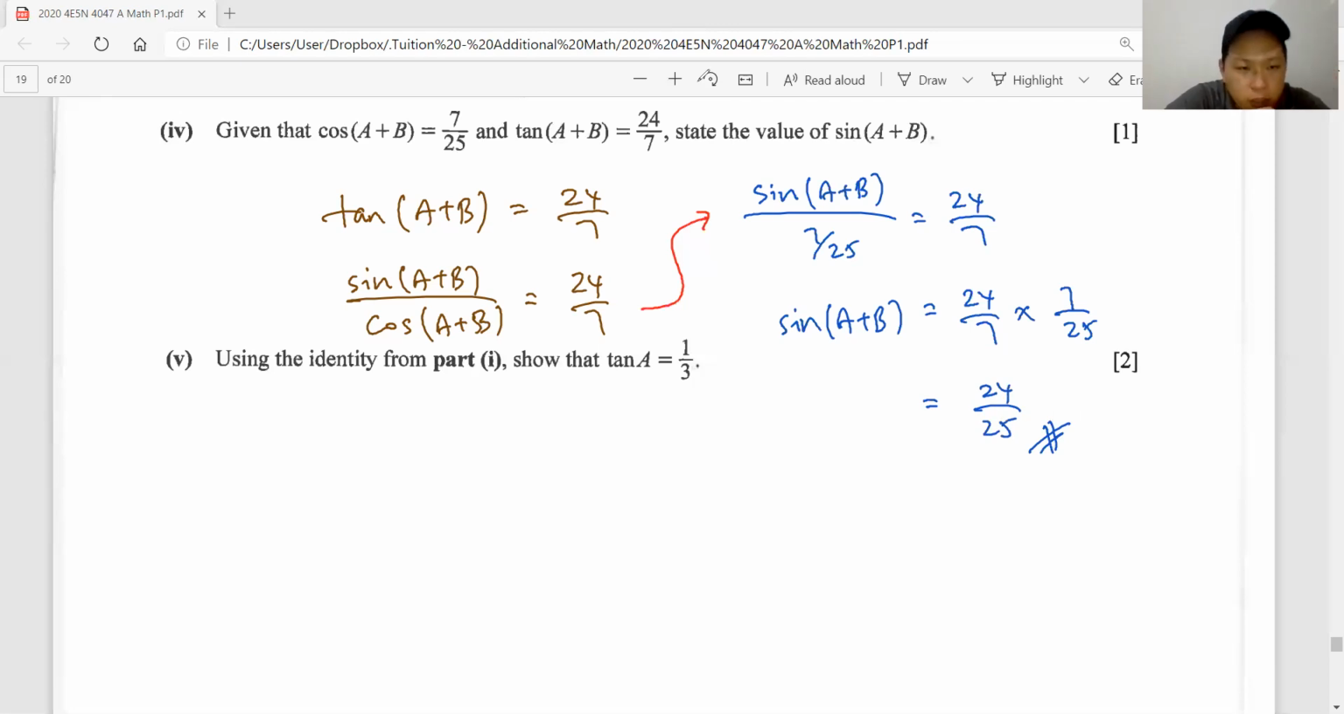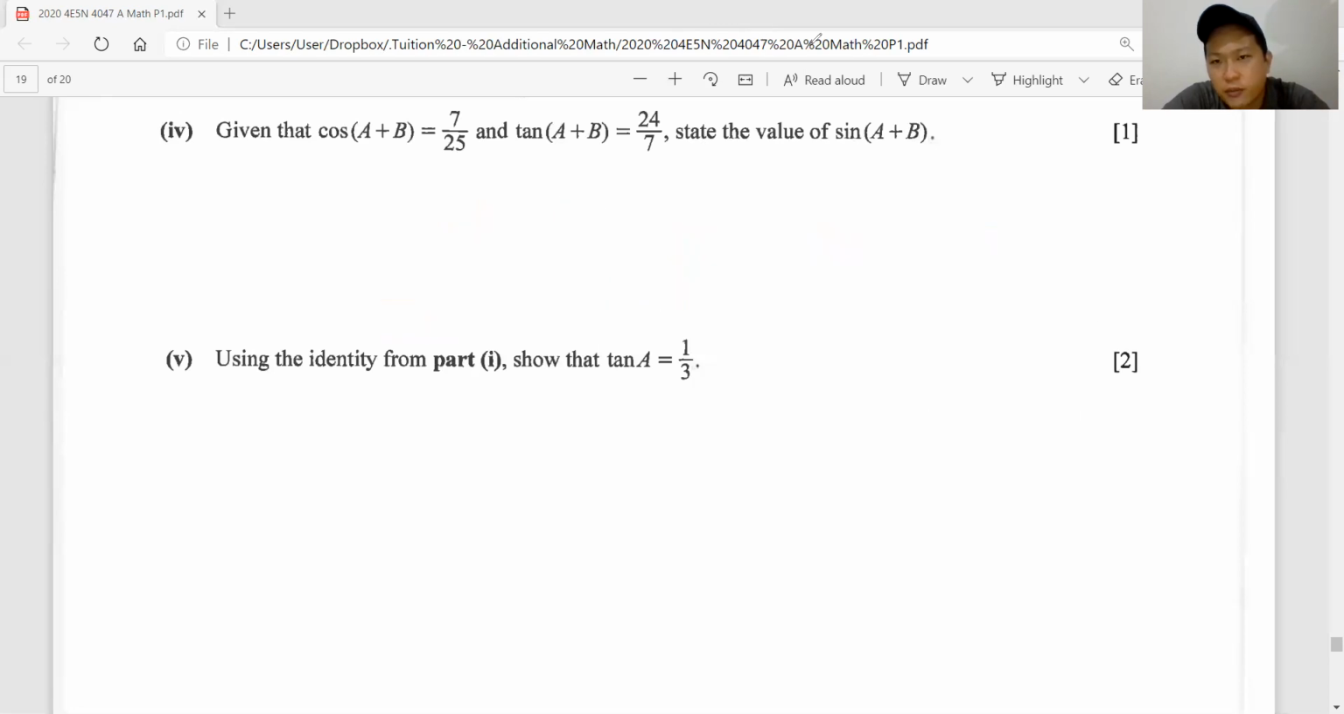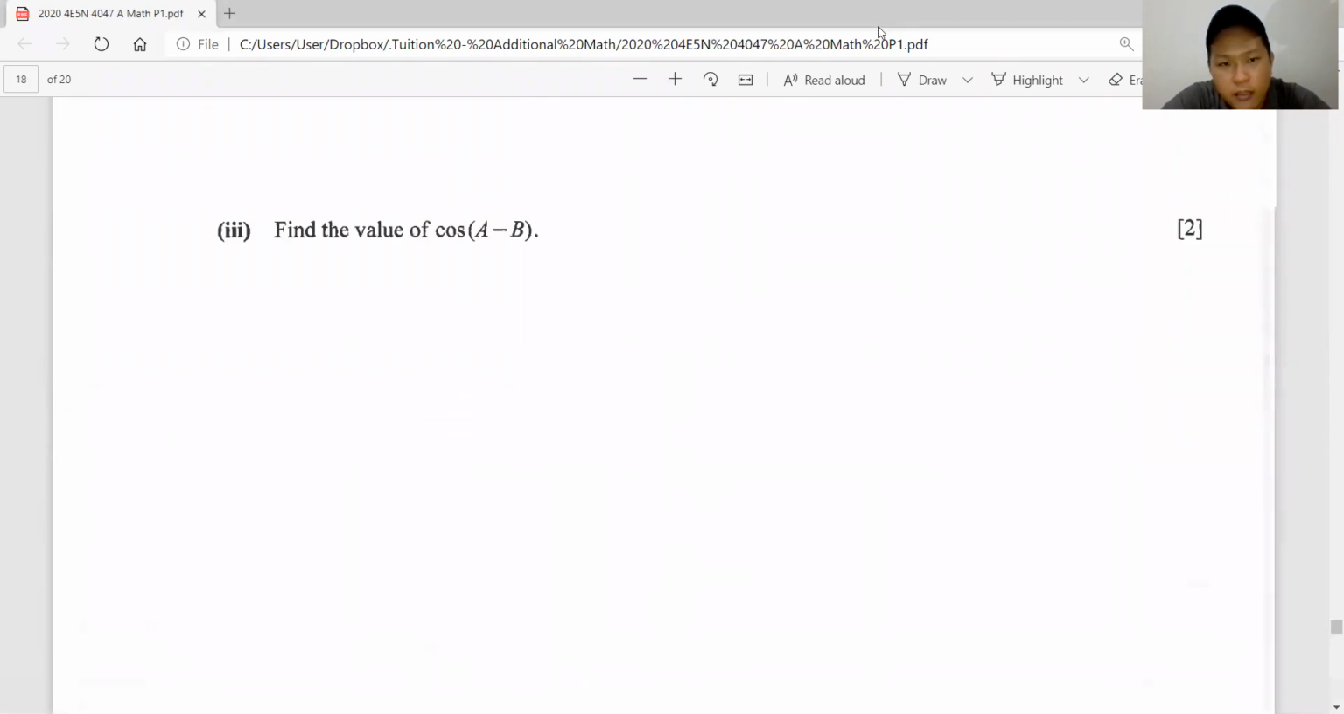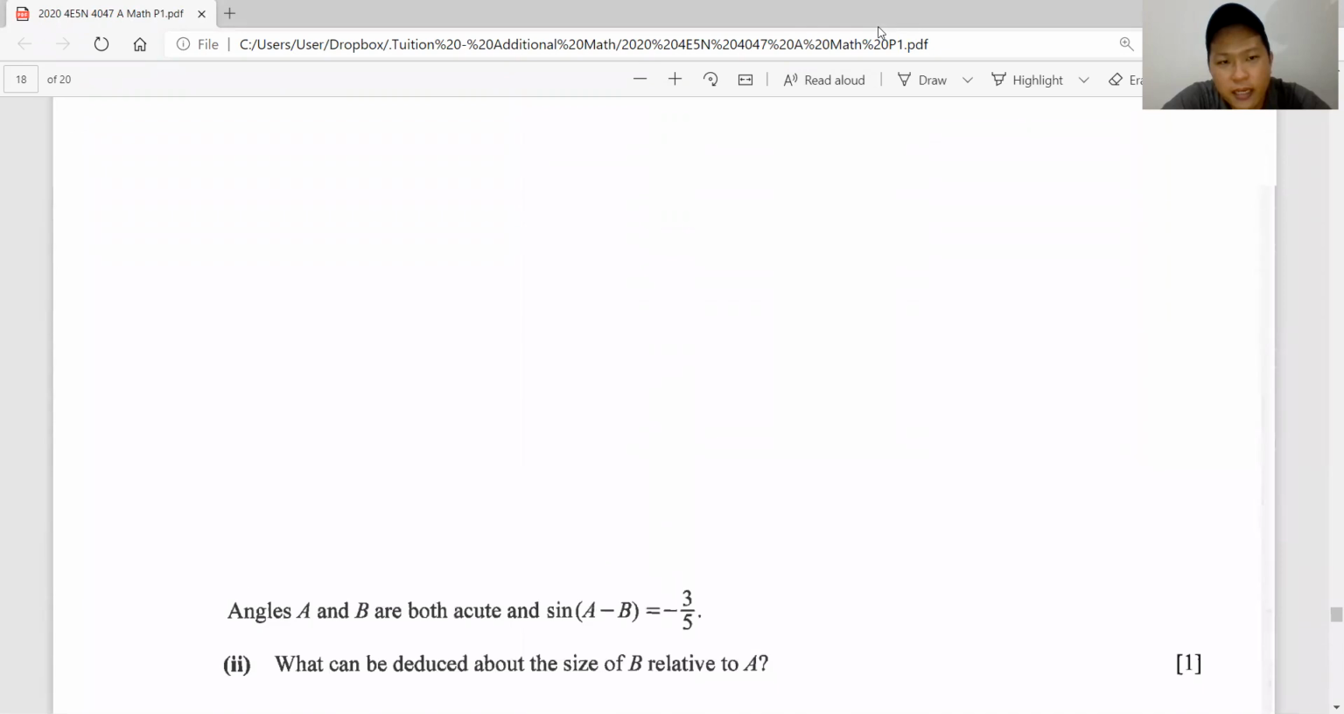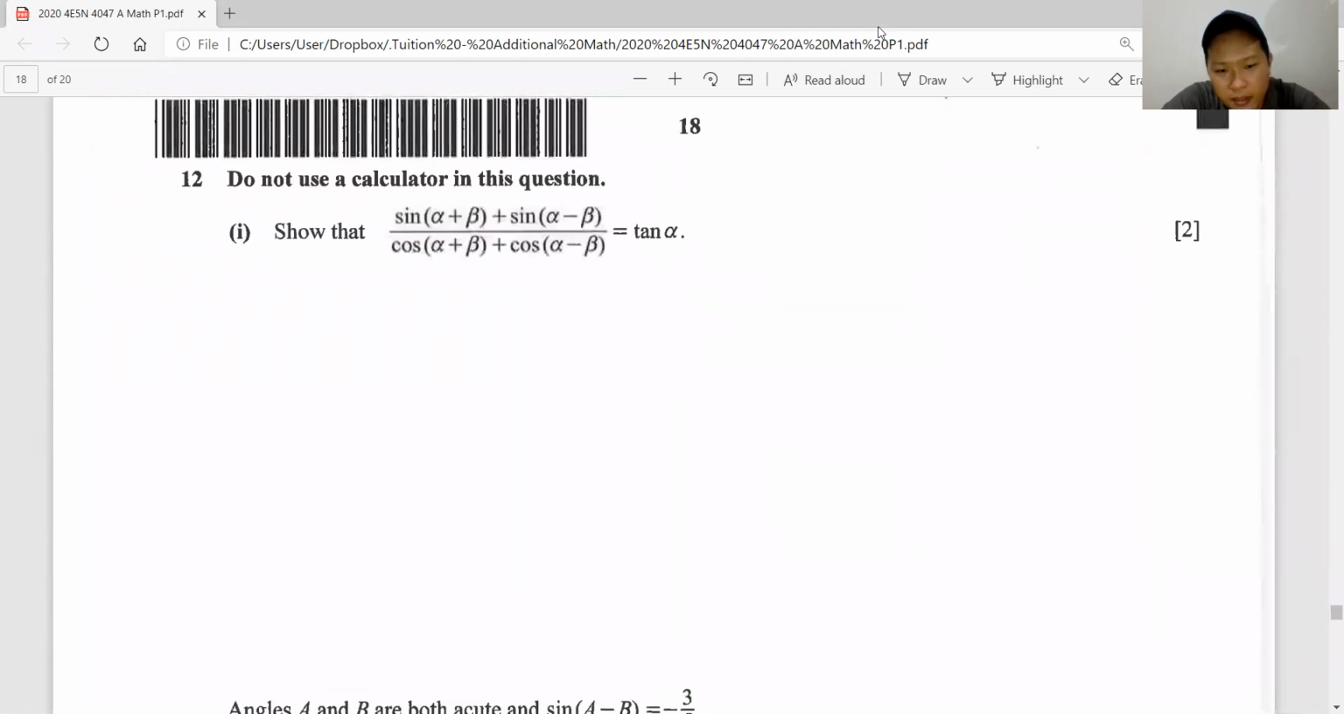All right. So now that you got sine A plus B and cosine A plus B, as well as from the previous part, you also got sine A minus B and cosine A minus B. So they say using the identity from part 1, show that tangent A equals to 1/3. How? I forgot what's the identity in part 1 already, so I need to copy it down. Making use of the A plus B, all this.